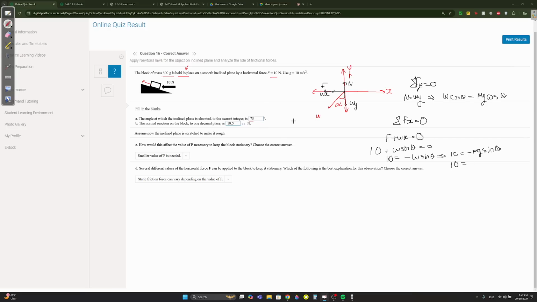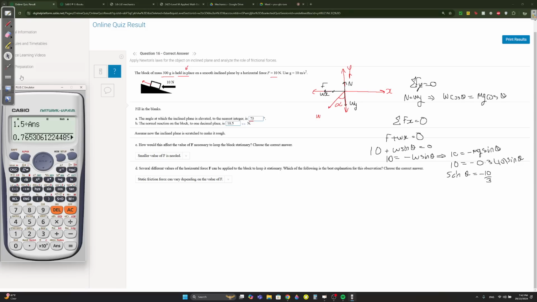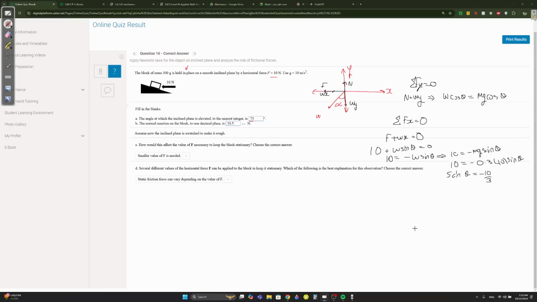Substitute. What's the mass? 0.3. So minus 0.3, G is 10, sine theta. So that means sine theta is equal to minus 10 over 3. I don't know why I feel like this is wrong. Shift sine 10 over 3. Oh. Guys, I just realized why this is wrong. It's such a stupid mistake.